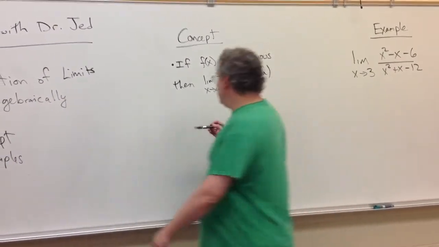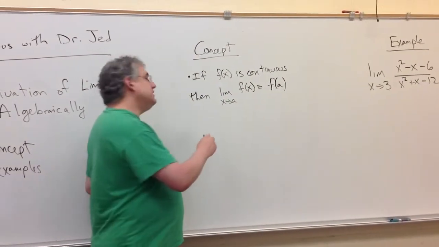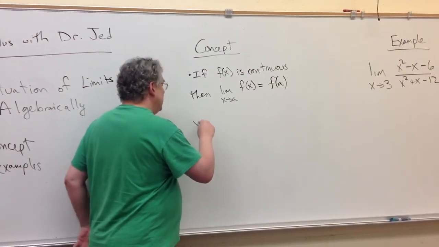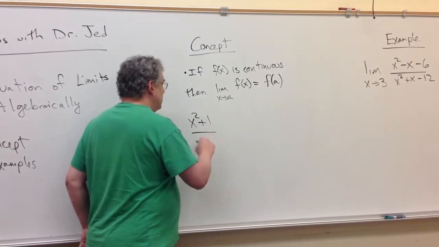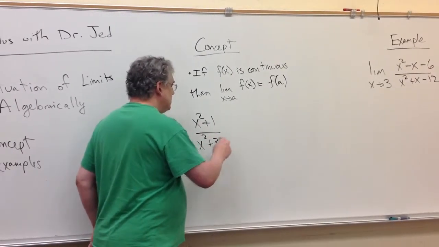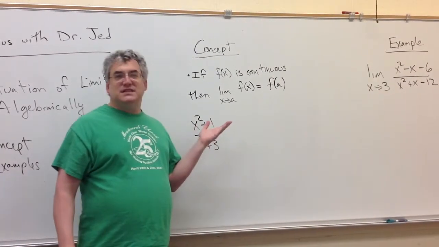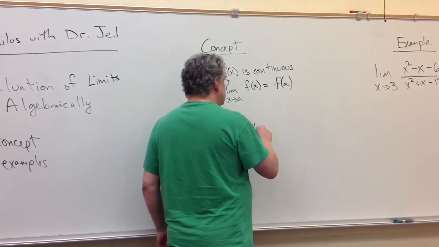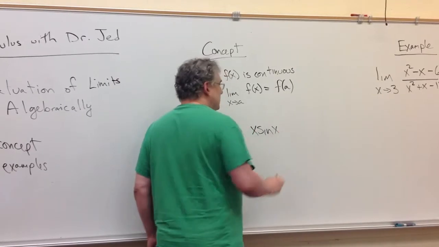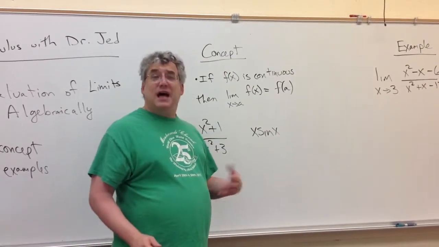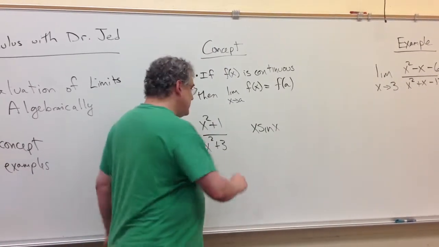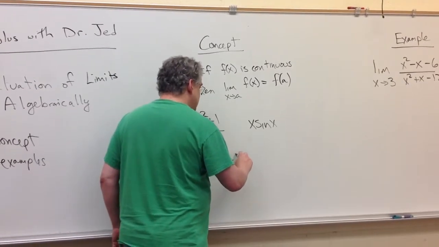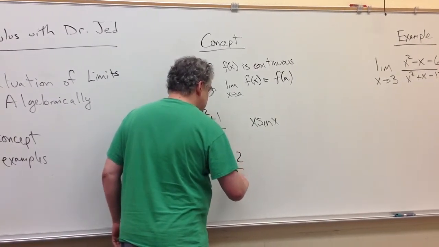So what's an example of a continuous function? A continuous function might be something like x squared plus 1 over x squared plus 3. There's no places this has problems. Another example might be x sine x, and that's good. But what's an example of something where it's not continuous? Suppose you want to take the limit, say, of x minus 2 over x minus 2.